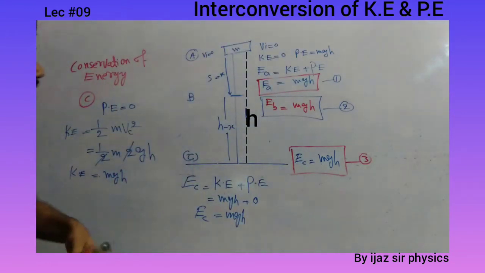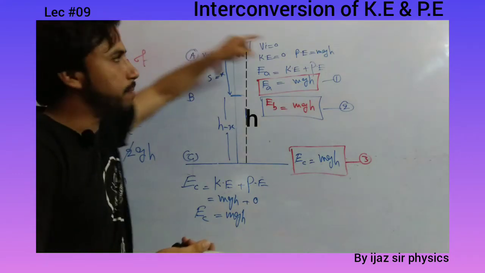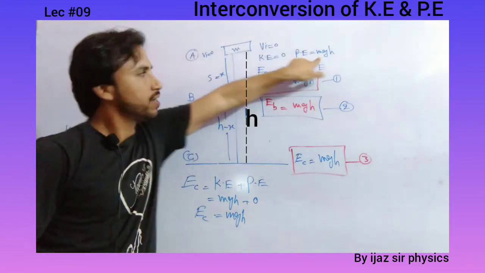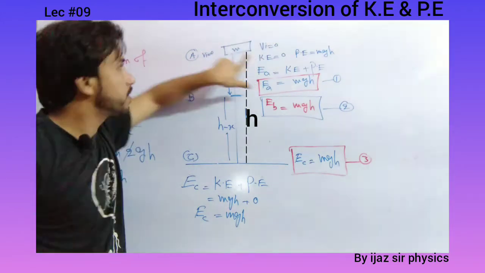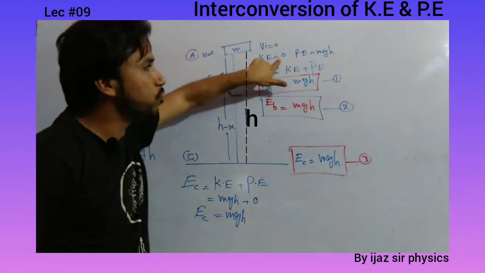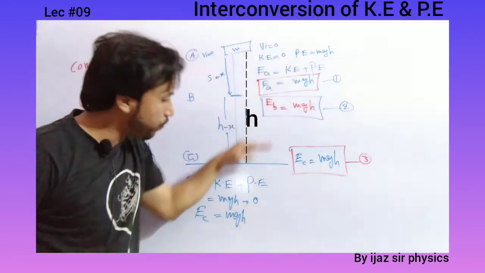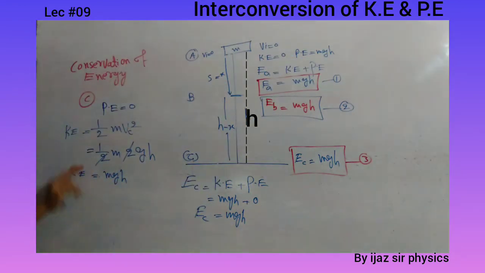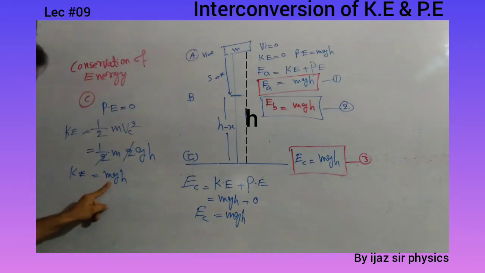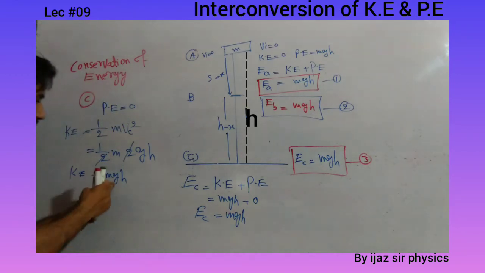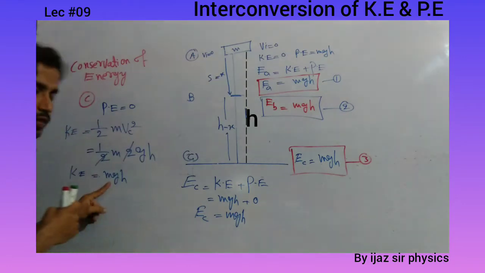See, these three equations are equal. Here total energy is the potential energy mgh, and kinetic energy is 0. This result is most important. At point A, kinetic energy is 0 and potential energy is mgh, and at point C, potential energy becomes 0 and kinetic energy becomes mgh. It means potential energy is converted into kinetic energy.